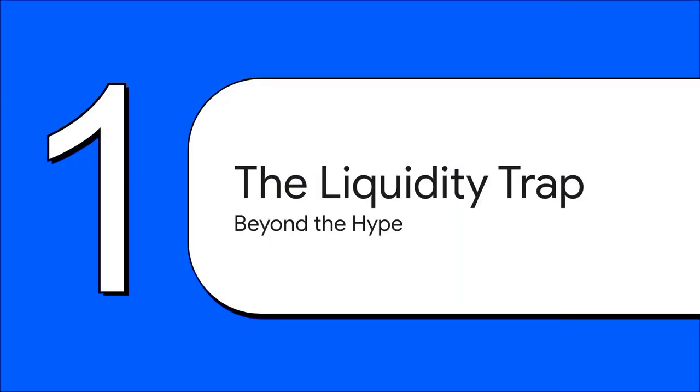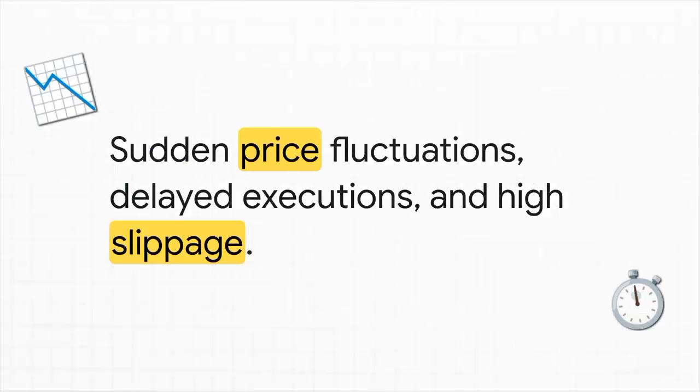All right, part 1, the crypto liquidity trap, beyond the hype. Look, so many traders get completely blinded by upward price movements and the potential for massive profits, right? They stare at the charts, they see all that green, but they completely ignore the actual market mechanics that make those trades possible in the first place. And here's the hidden trap: sudden price fluctuations, delayed order executions, and really high slippage. That's when the price changes significantly between the time you hit sell and the time the trade actually executes.